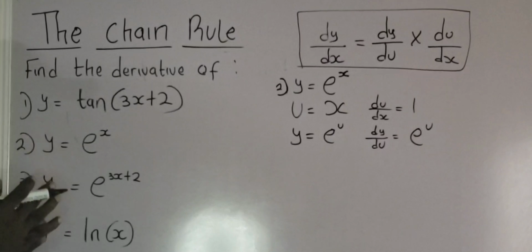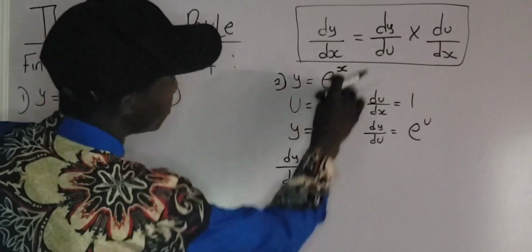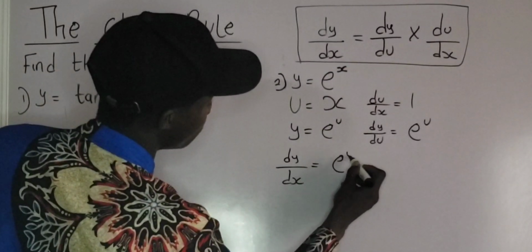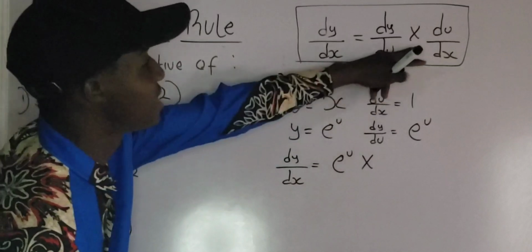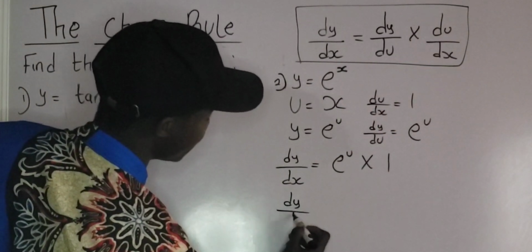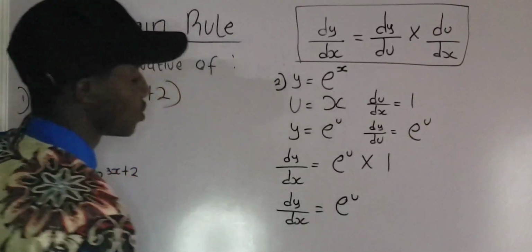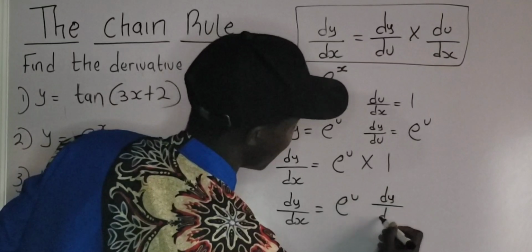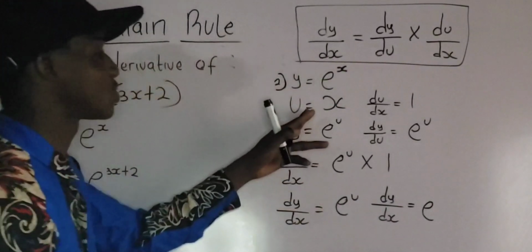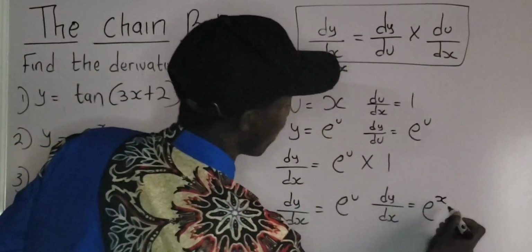Just follow the procedure. Now let's take dy/dx, which is equal to dy/du. dy/du is e^u, multiplied by du/dx. du/dx is 1/x. So dy/dx is equal to e^u multiplied by 1/x. So dy/dx is equal to e raised to the power of, don't forget that u = ln x. So I'm going to replace u with ln x.